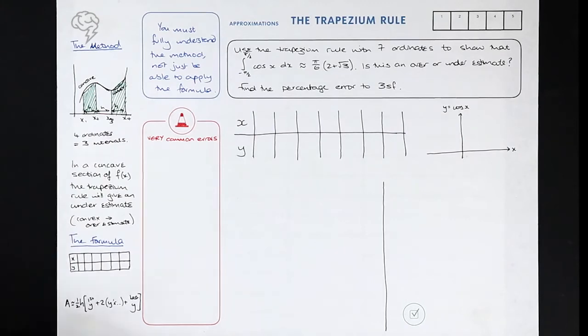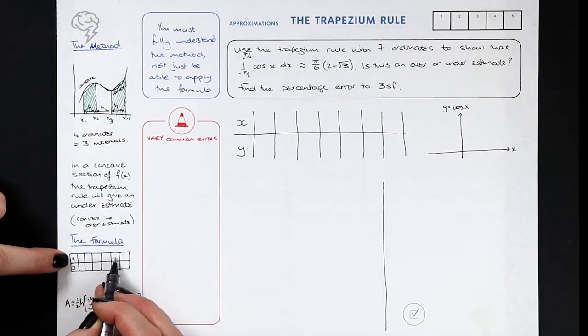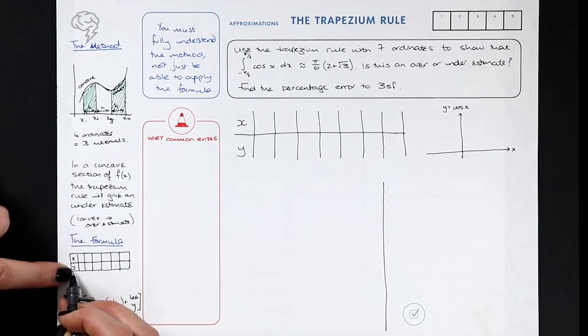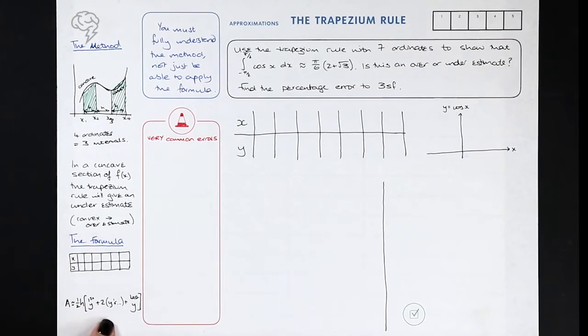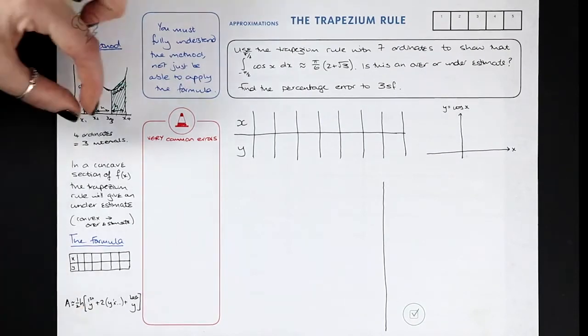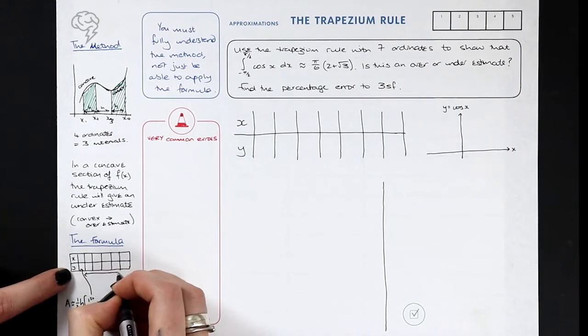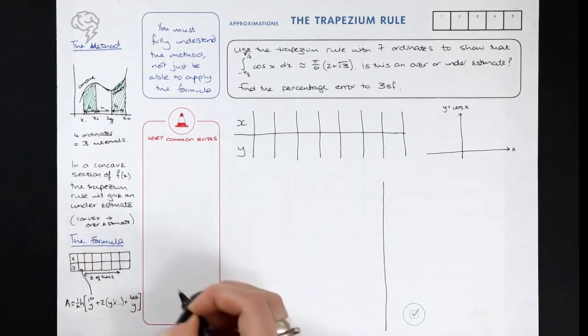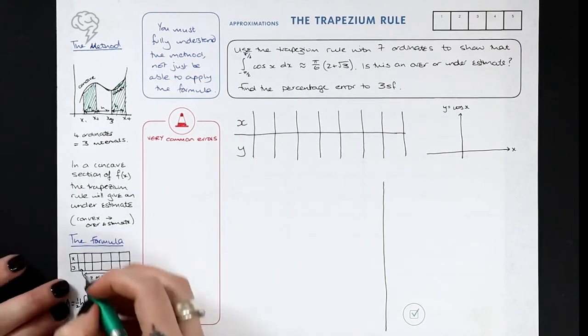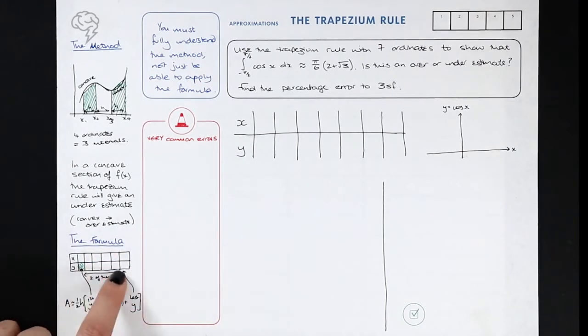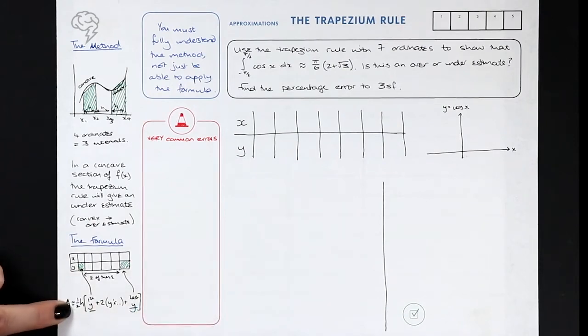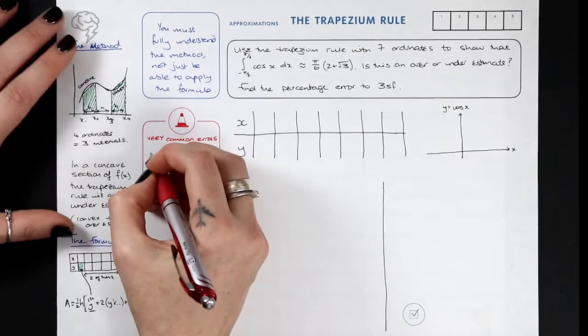So here's the formula. You put all your ordinates across here, and then you calculate the y value of each of these ordinates, so you end up with a list of coordinates. And then the formula is that you need half of h, h being the distance between the x's, and then the first y, and then 2 of all of these ones, and then just the last y on the end. So first y, 2 of all of those, last y, all added up, times half of h. Now, here's my first very common error.